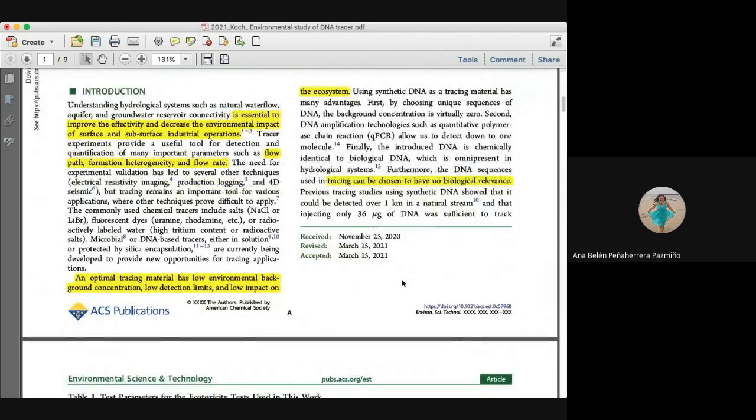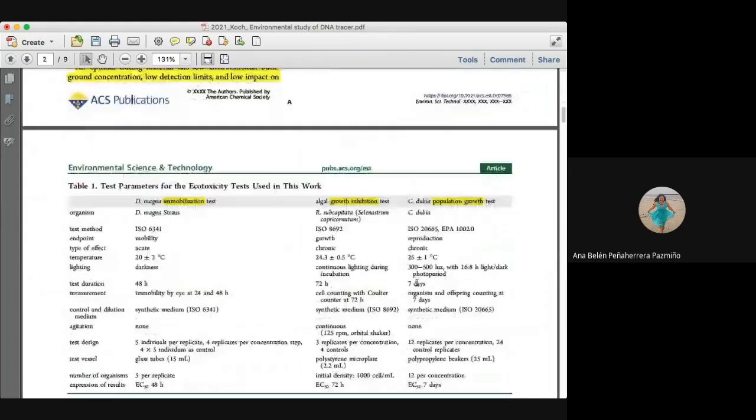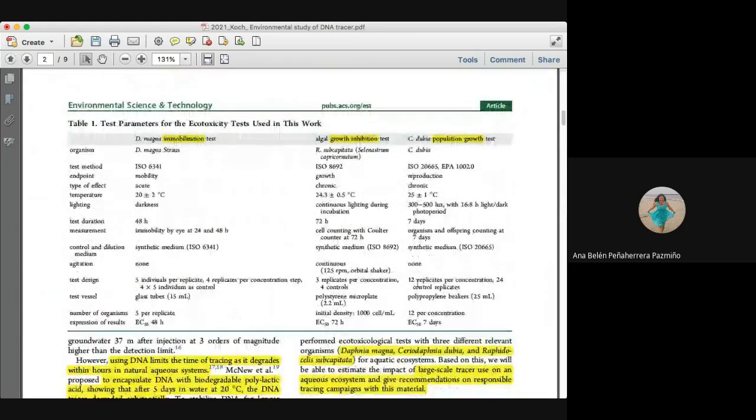Okay, so the DNA tracers are important because they help us to know the flow path, the formation heterogeneity, and the flow rate. These parameters are going to be really helpful for the industry in order to avoid ecotoxicological effects.